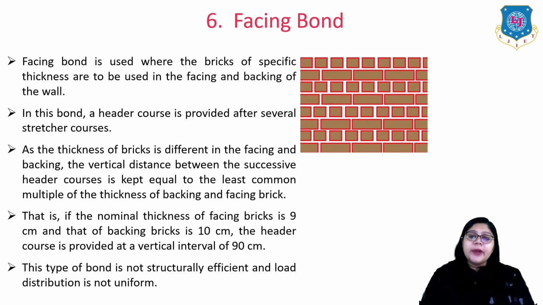As the thickness of brick is different in the facing and the backing, the vertical distance between the successive header courses is kept equal to the least common multiple of the thickness of backing and facing brick. That is, if the normal thickness of the facing brick is 9 cm and that of backing bricks is 10 cm, the header course is provided at a vertical interval of 19 cm. This type of bond is not structurally efficient and load distribution is not uniform, as shown in this figure.